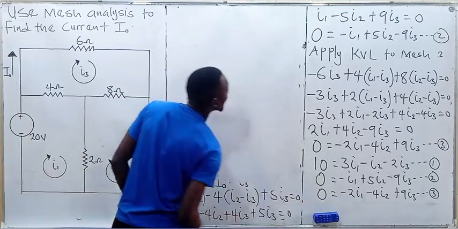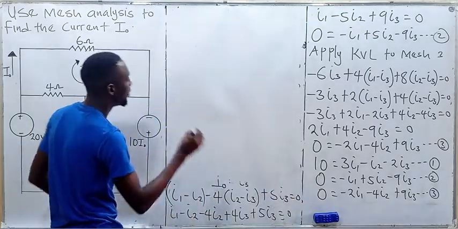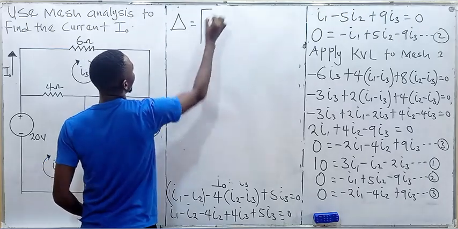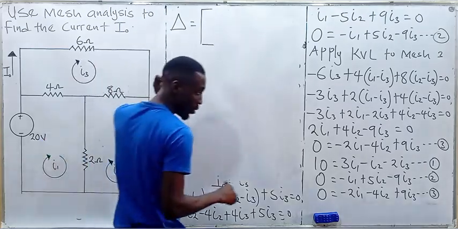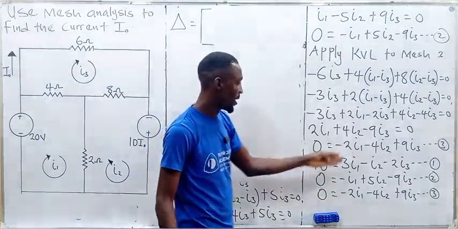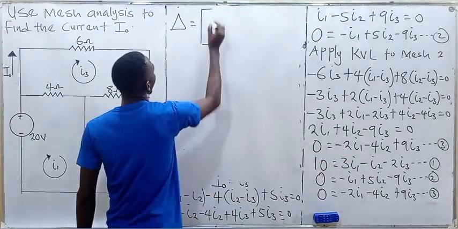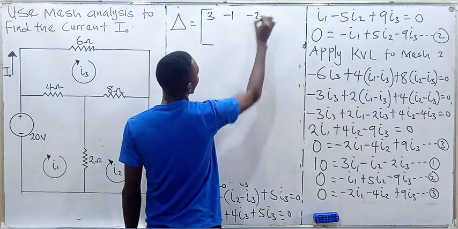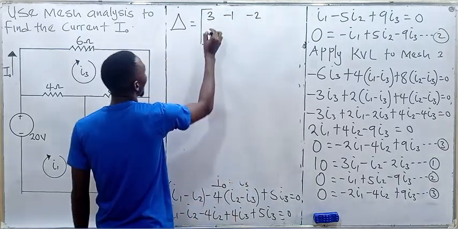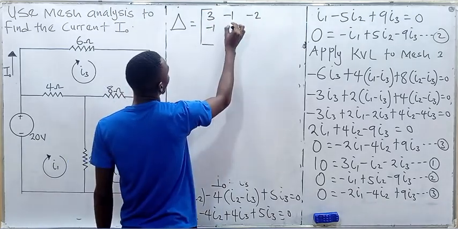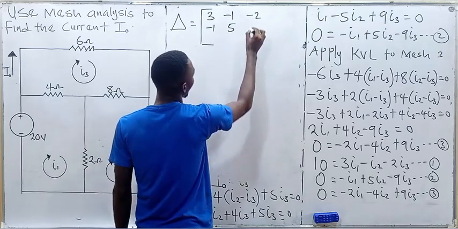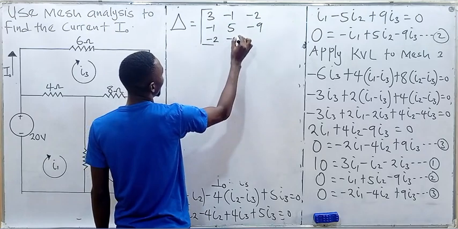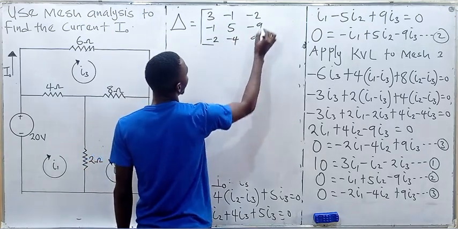All right, so let's look for change. So our change will be the coefficients of I1, I2, and I3. So we're going to have 3, minus 1, then minus 2. And here we're going to have minus 1, 5, and minus 9. And here we're going to have minus 2, minus 4, and then positive 9.